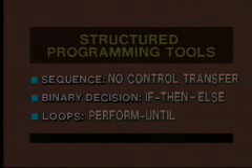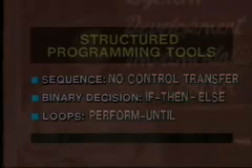Structured programming tools comprise sequence with no control transfer, binary decision if-then-else, and loops perform until. An important process to decide the structure of data files in a system is normalization. This is especially important if a database is used and is the theory behind relational databases. It aims at the simplest form of data representation, which is in effect a two-dimensional sequential file or table.